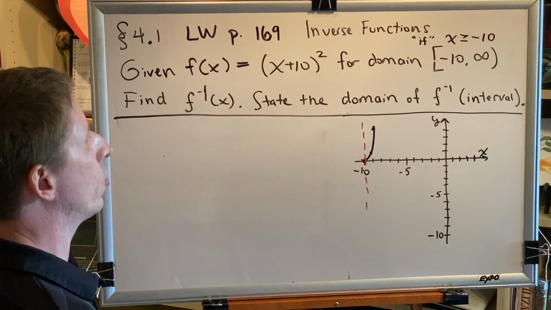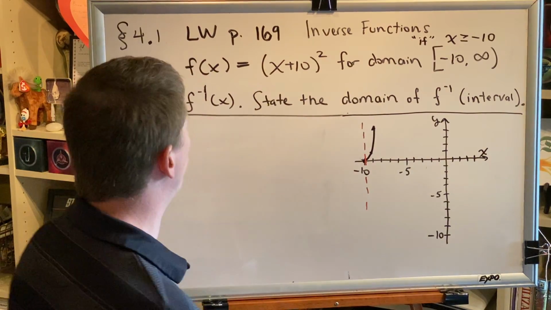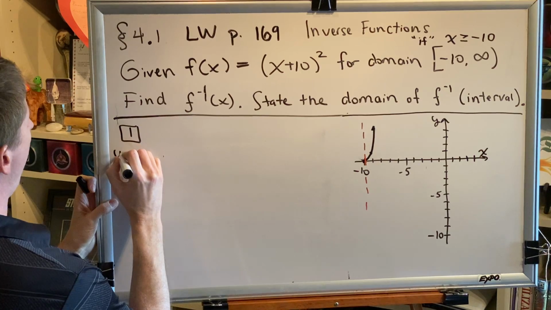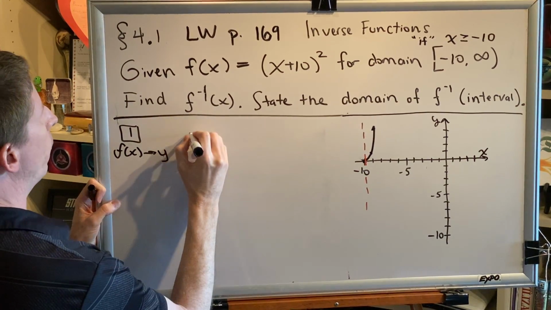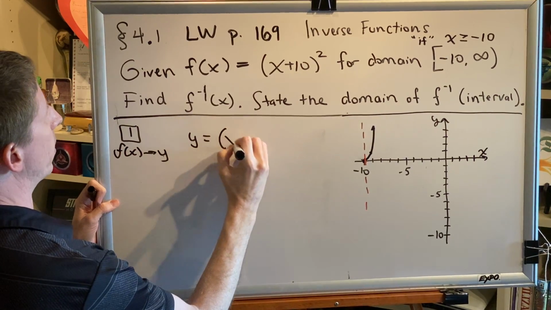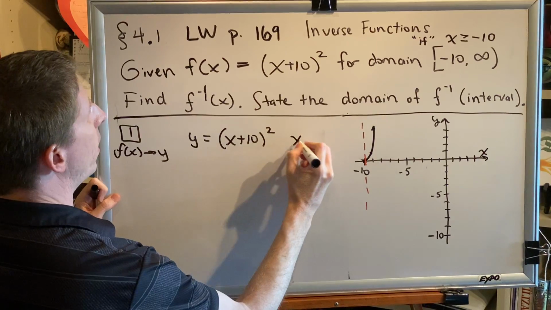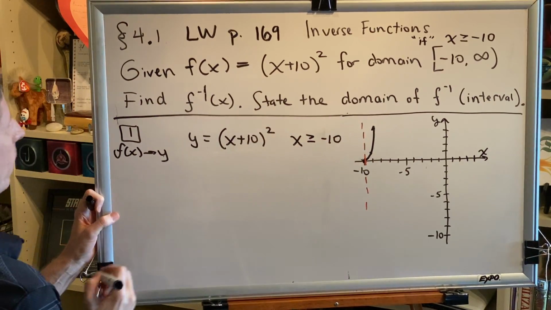Okay, so now that we have that established, let's see if we can go ahead and determine what f inverse of x is equal to for this problem. The domain restriction will be part of our algebra. Step 1, turn f of x into y. So then we have y equals, parenthesis, x plus 10, close parenthesis, squared, with the restriction that x must be greater than or equal to negative 10.